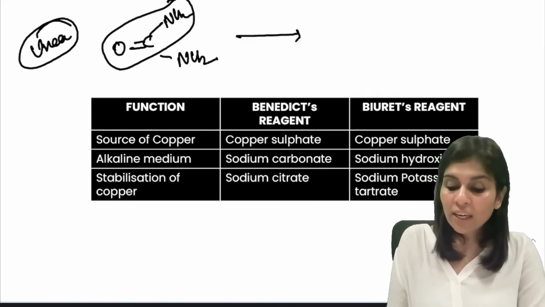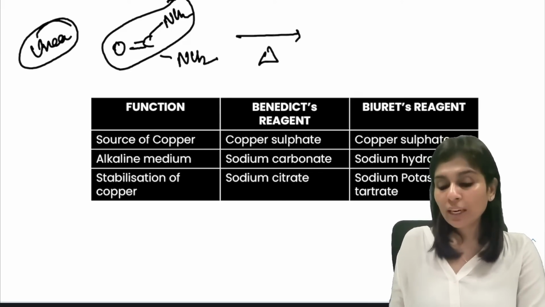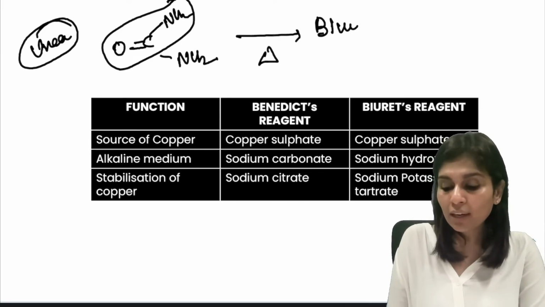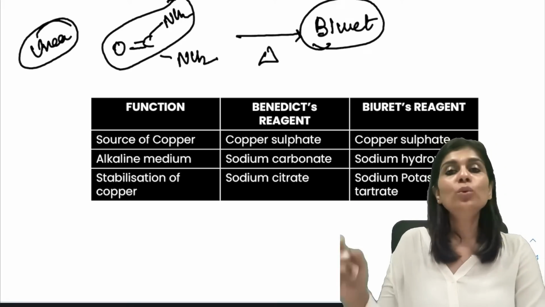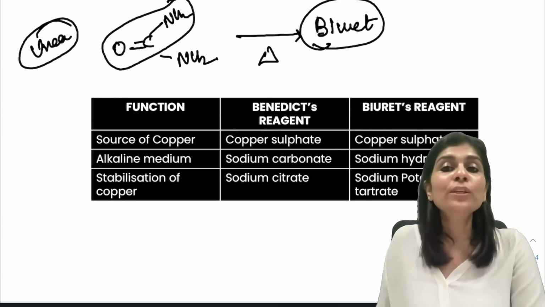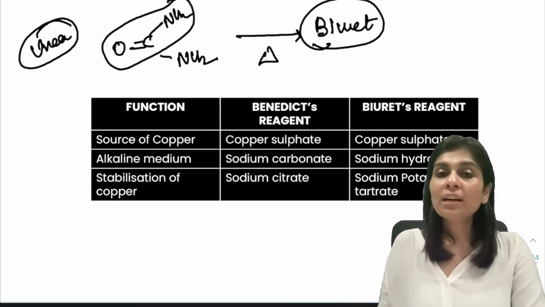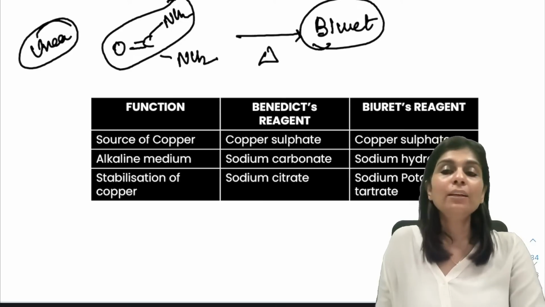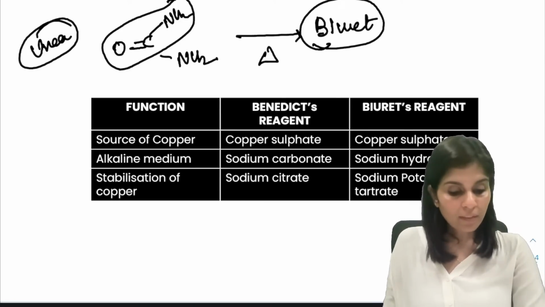But on heating, two molecules of urea will condense to form something called Biuret. And that Biuret will be able to answer the Biuret test. That is why it's called Biuret. Do you understand this? So urea directly does not answer the Biuret test. Urea on heating forms a molecule called Biuret, which will answer the test.